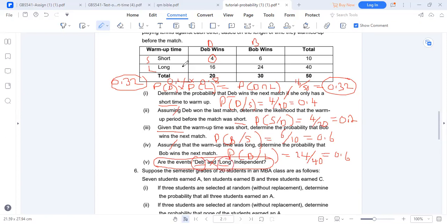So we found the probability of Deb, which was 20 over 50, it gave us 0.4. Probability of Long alone was 40 over 50, which was 0.8. Then multiply them. When you multiply them, they give us 0.32. Then find the intersection of Deb and Long using this table. You see where they meet, Deb and Long, they meet at 16 over the grand total, which is 50. If the answer that we got when we multiply them is the same as the answer that we are getting now, then just know that these two are independent.